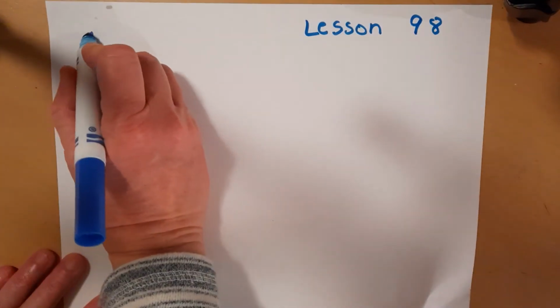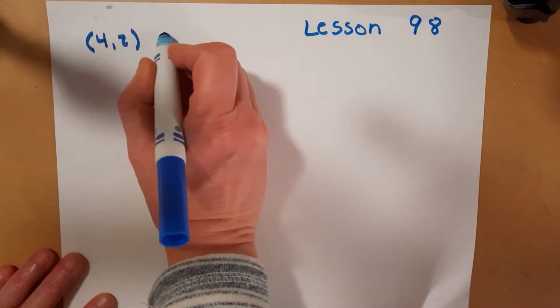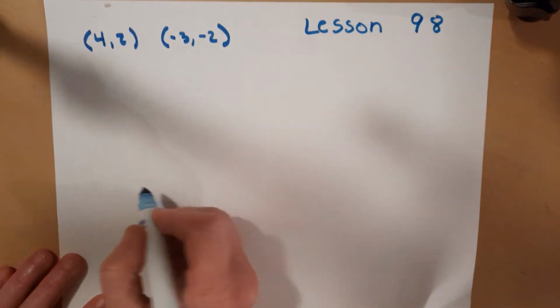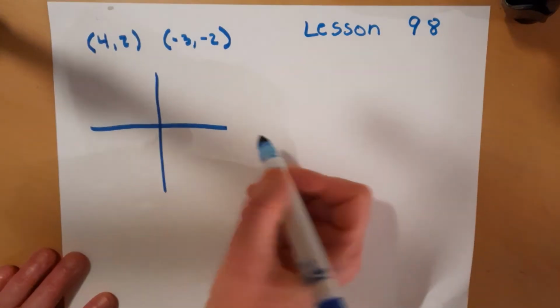Lesson 98 talks about graphing and finding the distance between 2 points and finding the slope of a line. So it uses the Pythagorean theorem that we talked about in class today. So if it asked you to find the distance between the points (4, 2) and (-3, -2), here's how you would do that. First, you would need to graph those points.